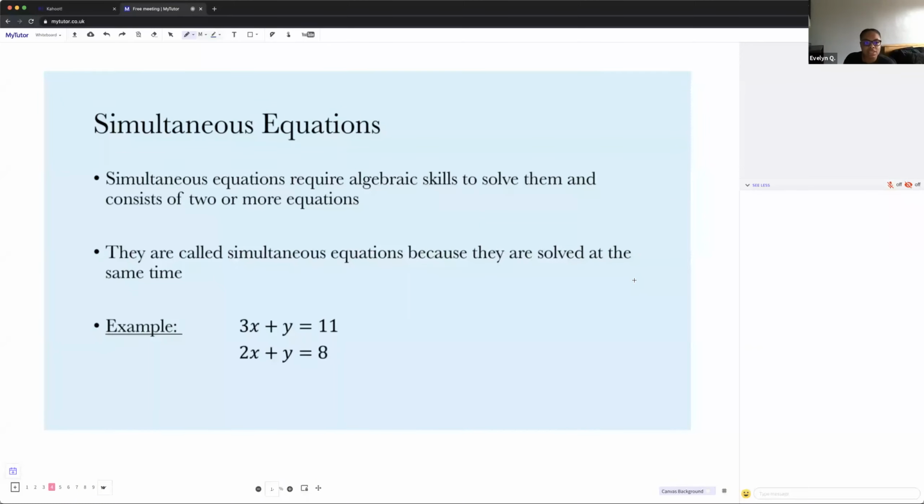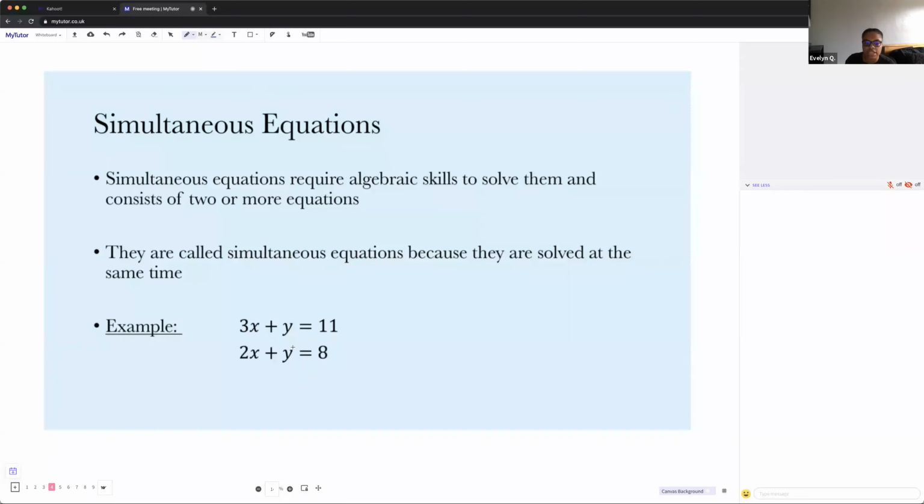So simultaneous equations. A simultaneous equation requires algebraic skills to solve them, and it consists of 2 or more equations. Now, they are called simultaneous equations because you solve them at the same time. So an example of what a question might look like: you've got 3x plus y equals 11 and 2x plus y equals 8. So you've got 2 linear equations, and then you're asked to find what is x and what is y for each of those equations, and they should work for both.